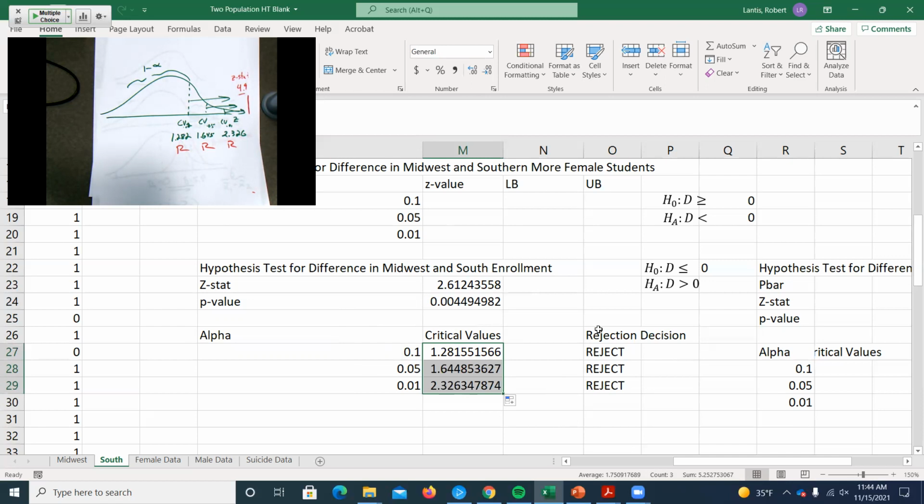Any questions on this? I'm happy to see a cell again or explain why I did something the way I did. Okay, so a couple things here. What if I had a two-tailed test? What's the only thing that would change in this process?